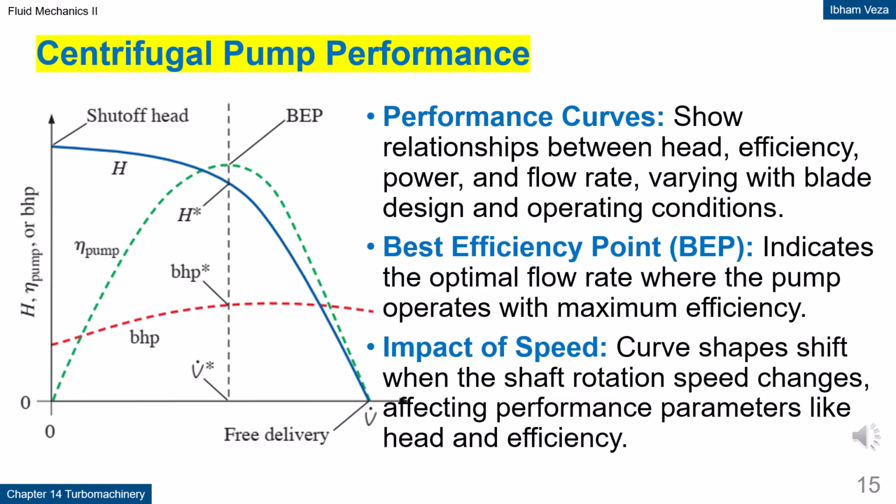Centrifugal pump performance. This slide shows the performance curves of a centrifugal pump that relate head, efficiency, power, and flow rate. Every pump has a most efficient operating point, called the best efficiency point, or BEP. At this point, the pump operates with maximum efficiency and relatively minimal vibration and losses. If the shaft rotational speed is changed, the shape of the performance curves will also change. Therefore, selecting the proper operating condition is very important for system efficiency.